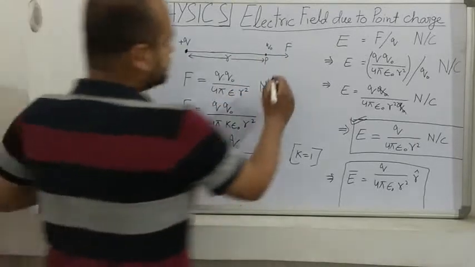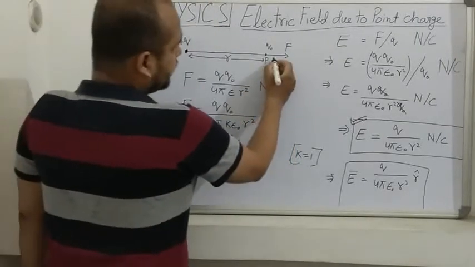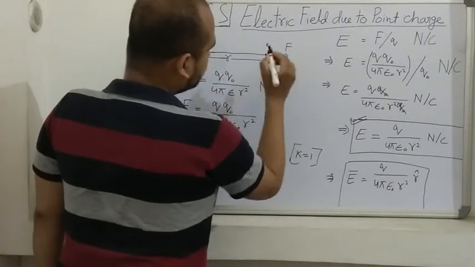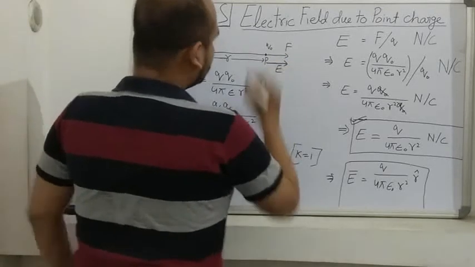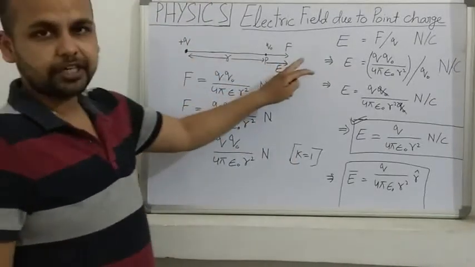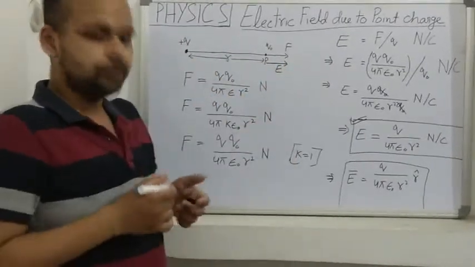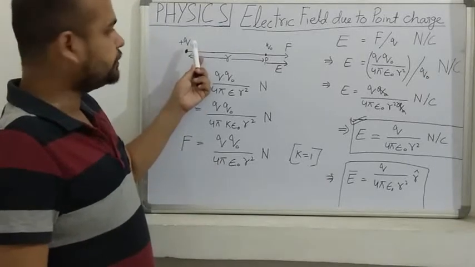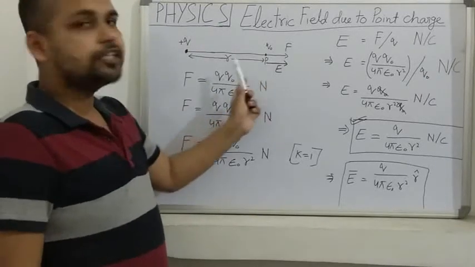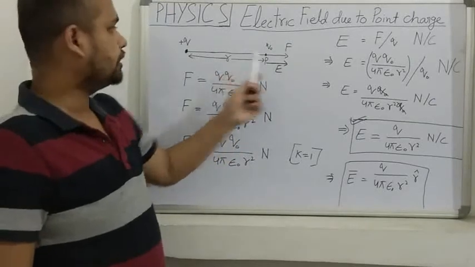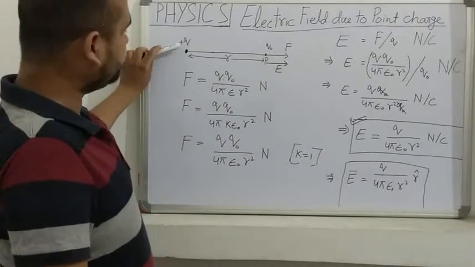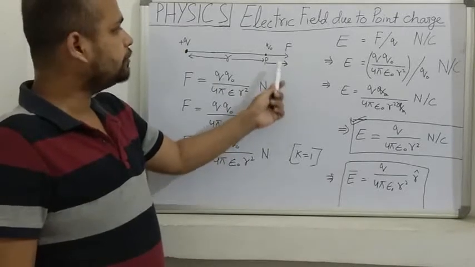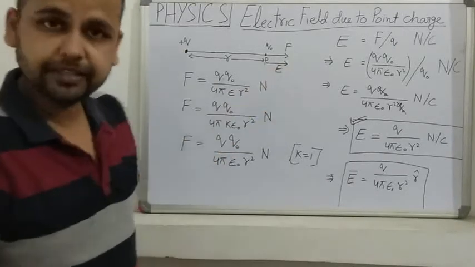Likewise, the electric field E which will exist here will also be away from this point charge, because I have already told you that due to a positive charge, the electric field will always move away from the charge. So here it was a positive point charge, so the electric field direction will also be away from it, in the direction of the force.